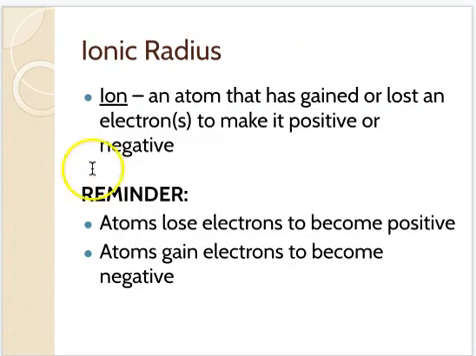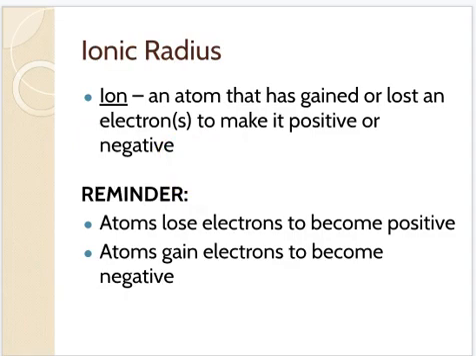So trend 2 that I want to talk about is ionic radius. Just a couple of reminders here. An ion is an atom that gains or loses electrons to give it a charge. So when it gains electrons, it's negative. When it loses electrons, it becomes positive. Keep that definition in mind, and if you need to go back and review that from the last unit, go for it.